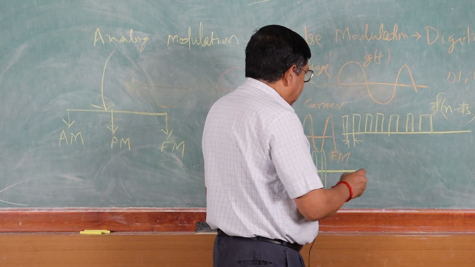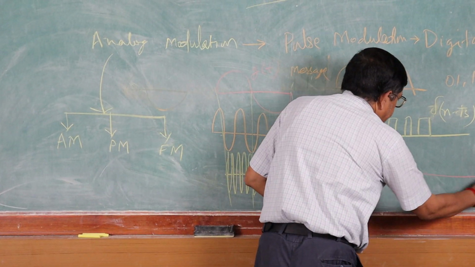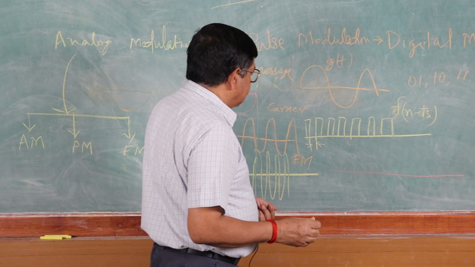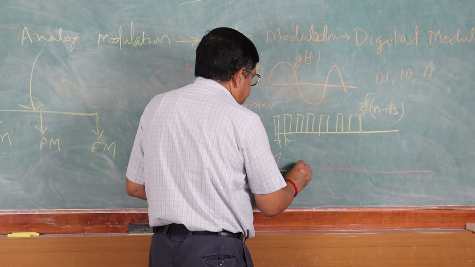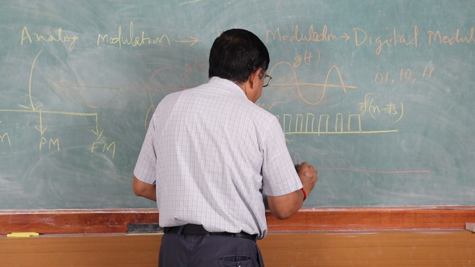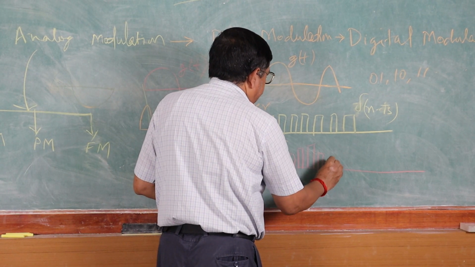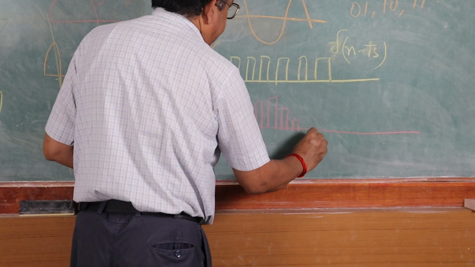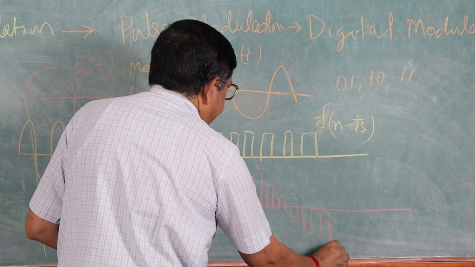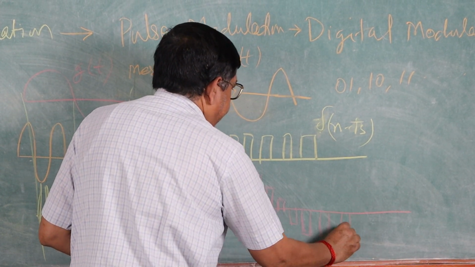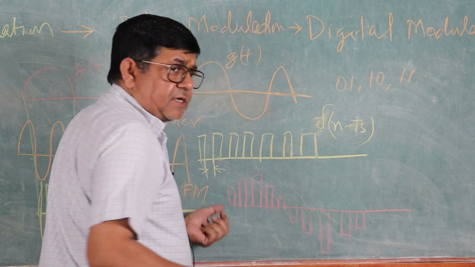If I have to write the modulated signal in pulse amplitude modulation, the pulse amplitude is varying as per the message signal. So this is the basic difference.